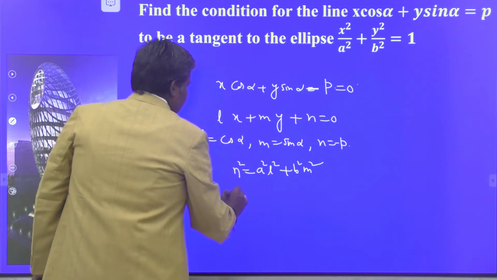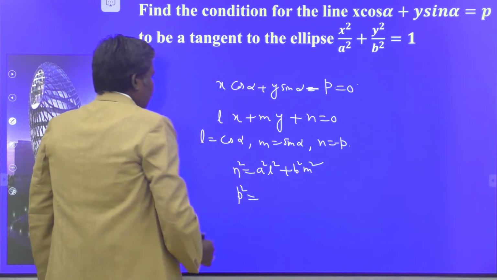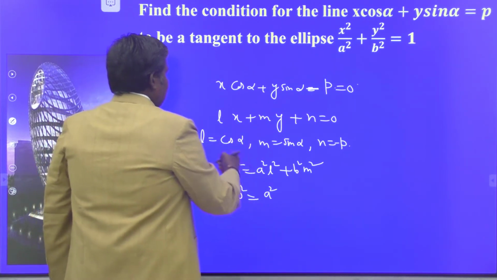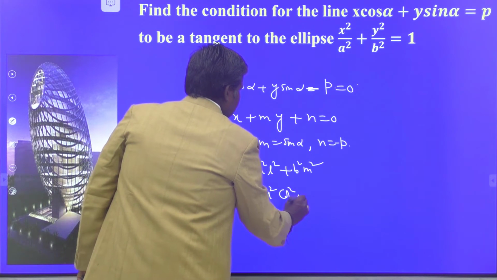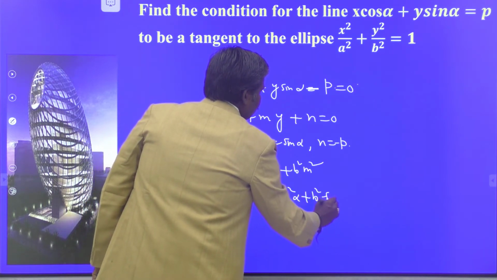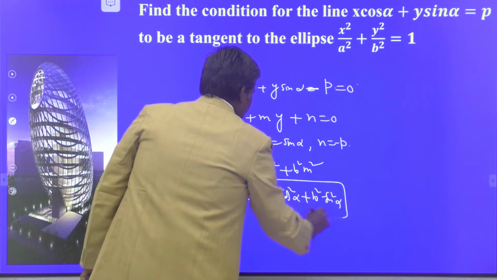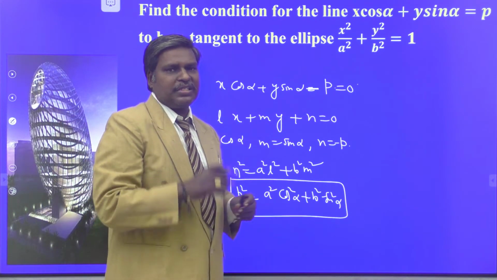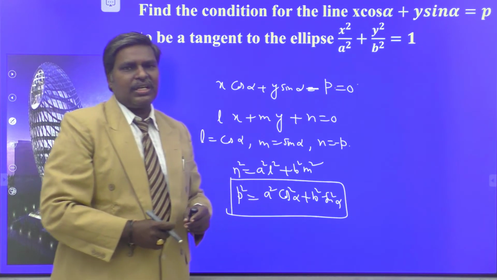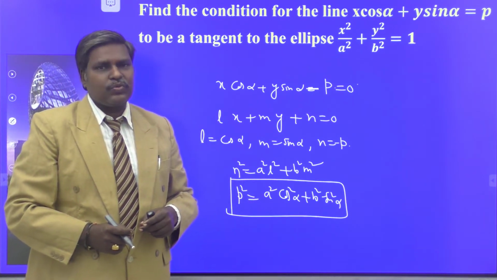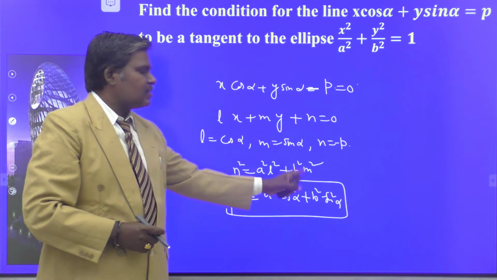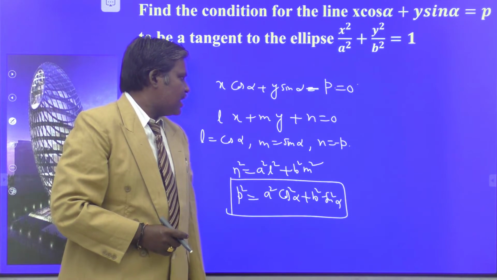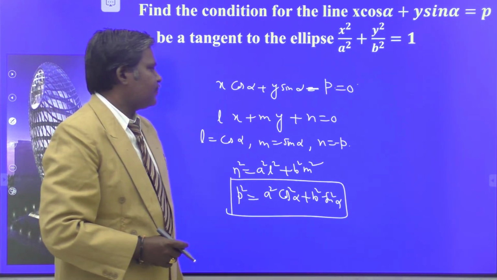What is n square? Minus p whole square means p square. a square into l square is cos square alpha, plus b square into sin square alpha. That's all. Or you may convert the line in the form of y equal to mx plus c, and then you can apply the condition c square equal to a square m square plus b square. Then also you get the same condition. What is that? p square is equal to a square cos square alpha plus b square sin square alpha.